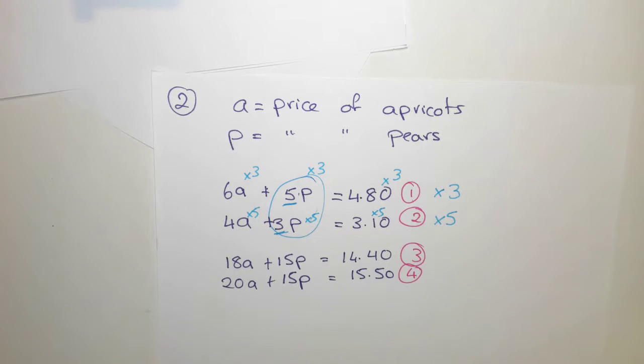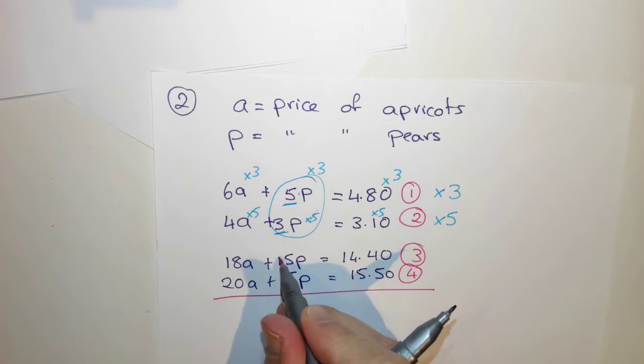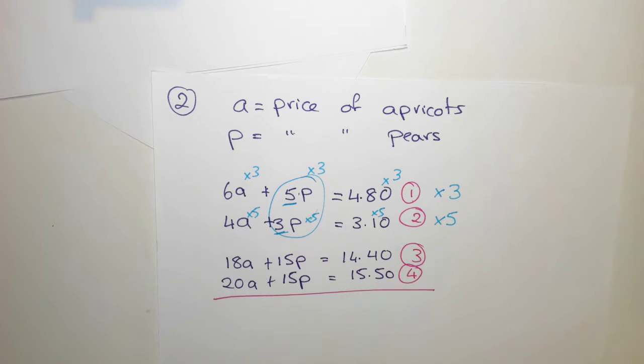Okay, now I'm going to eliminate p's. So at the moment I've got a 15p and a 15p, and if I was to add those two equations together, 15p plus 15p, that would give me 30p. So I can't add these equations together because I need to eliminate that p. So I'm going to subtract everything in this equation, because 15p take away 15p, that will then eliminate the p's to leave me with a 0.